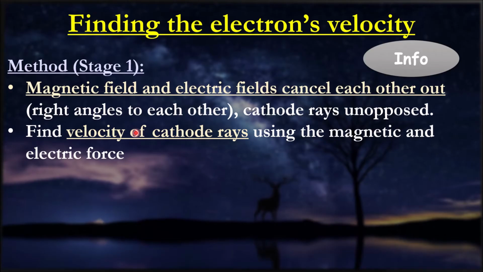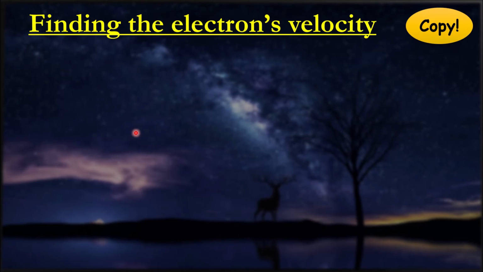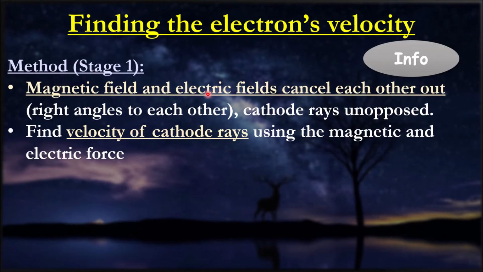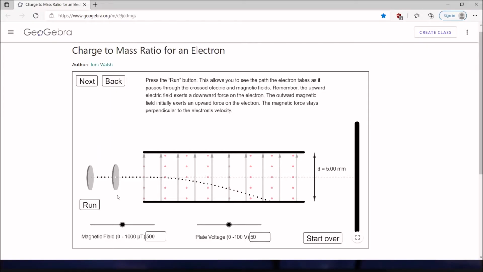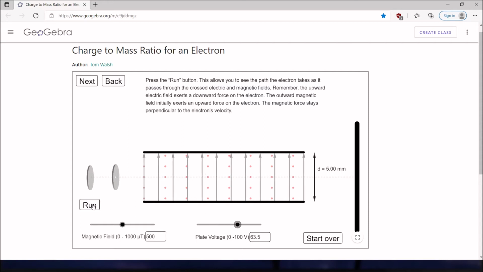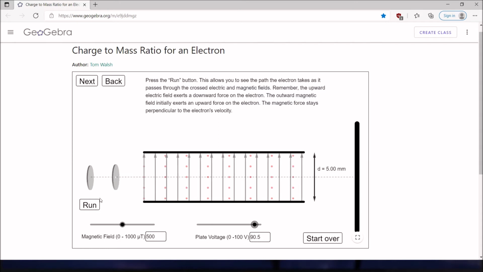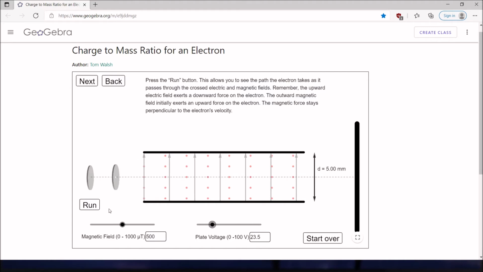Okay, so the first stage, we already said we want to firstly make the magnetic field and electric field cancel each other out. So, running it through, just like that. What I want to do is make sure this beam goes directly straight. Do the opposite.